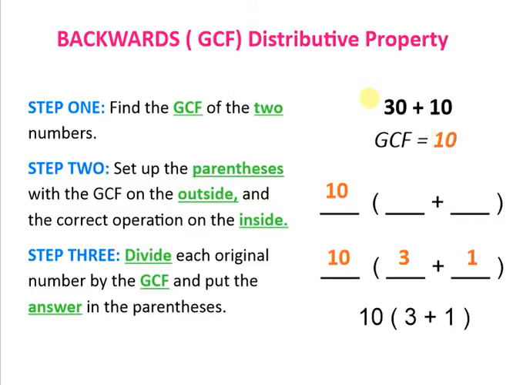Alright, so how to factor out the GCF, or how to do backwards distributive property. You're going to receive a problem that looks like this. And it's a little bit weird because your instinct is to say, oh, 30 plus 10, 40. But that's not what they're asking you to do. They're asking you to factor out the GCF and to work backwards. Your goal is to actually create a problem that looks like the original problem of the distributive property going forwards. And I'll show you what that looks like.